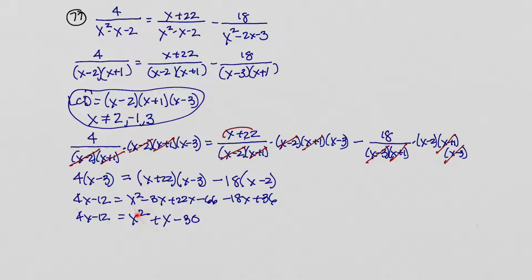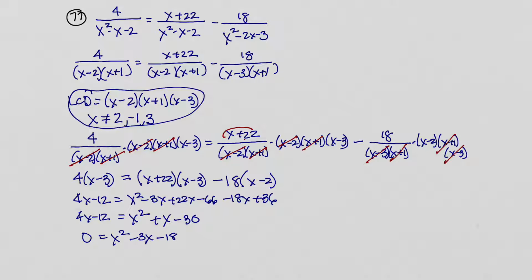Now, this is a quadratic equation. We've got a squared term, and we know how to solve these. We have a method. We get everything on one side, 0 on the other. Why don't we subtract 4x, add 12, and get a 0 on this side? So if we add 12, we'll get 0 here. We subtract the 4x, so we get 0 equals x squared. Now we're subtracting 4x, so x minus 4x is minus 3x. And then we're adding 12, so negative 30 plus 12 is negative 18.